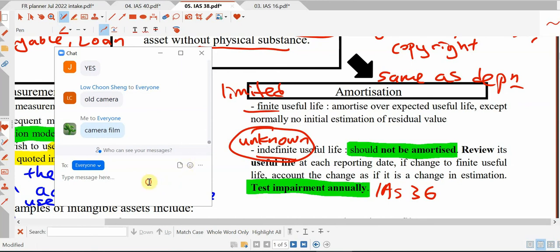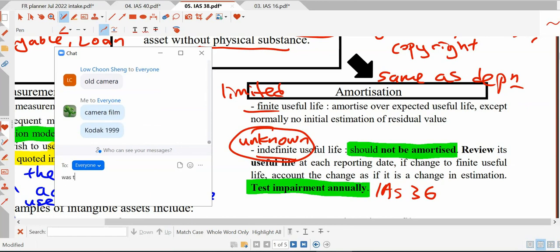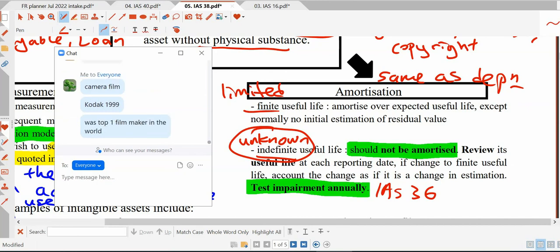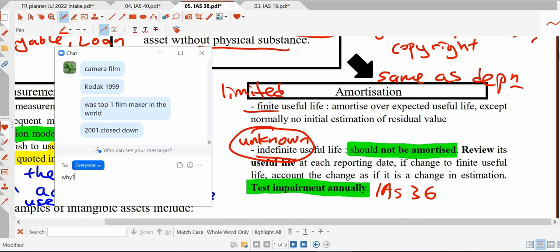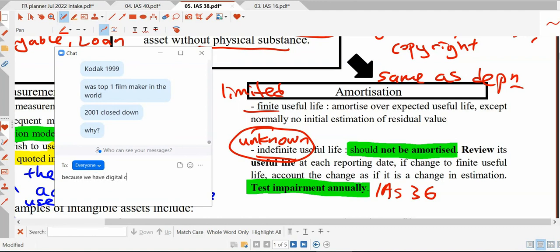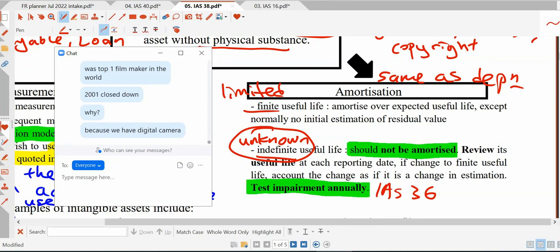Now, Kodak, until 1999, was the top one filmmaker in the world. If you ask me what is the useful life of this brand Kodak in 1999, I don't know, because it's top one in the world, right? 2001, closed down. Just 2 years later. They closed down their filmmaking division. Why? Because we have digital cameras already, so we don't need film anymore.